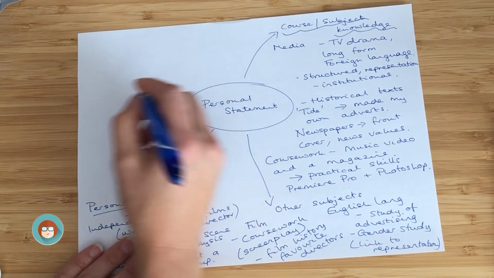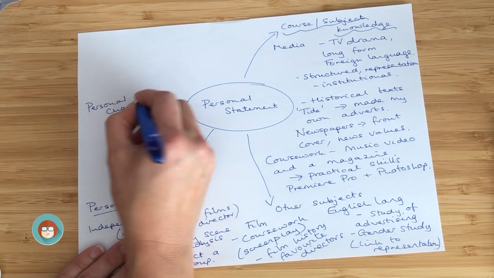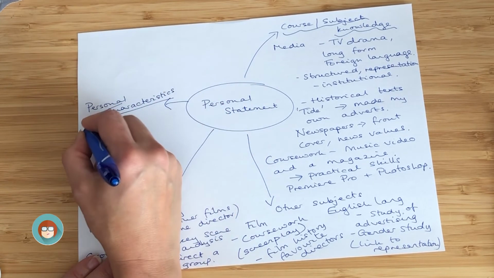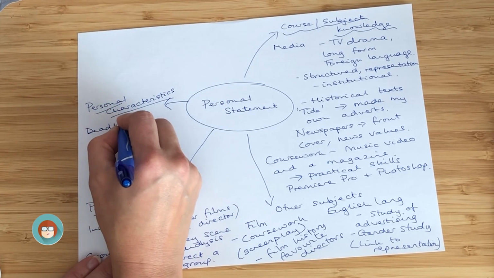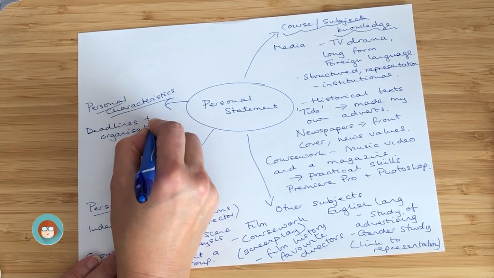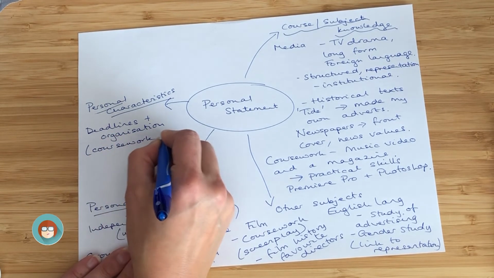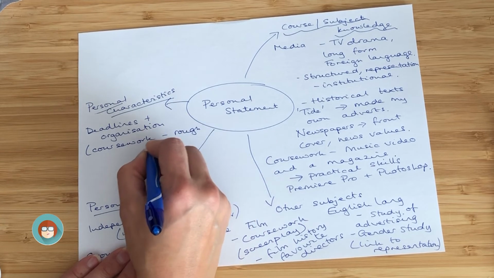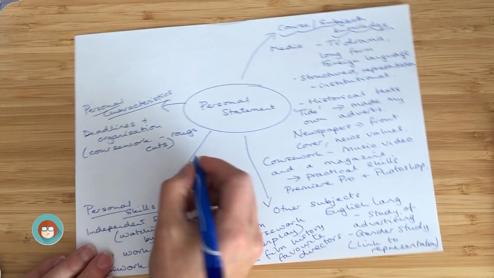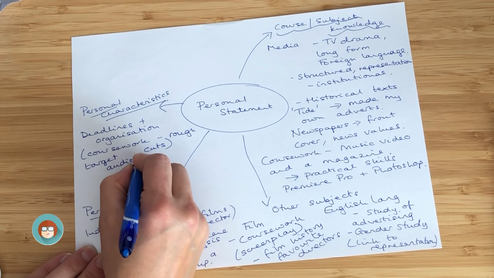Okay, so my personal characteristics. I'm going to say something maybe about deadlines and organisation. And again, I might mention coursework. Because I was early with my work, it meant that I could do a rough cut and get some good feedback from my target audience.